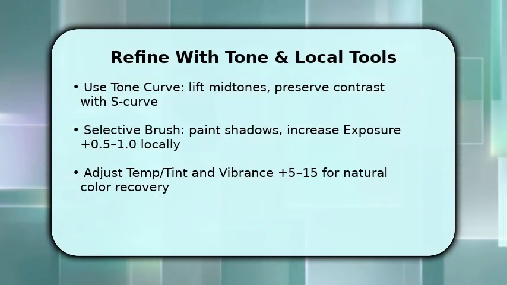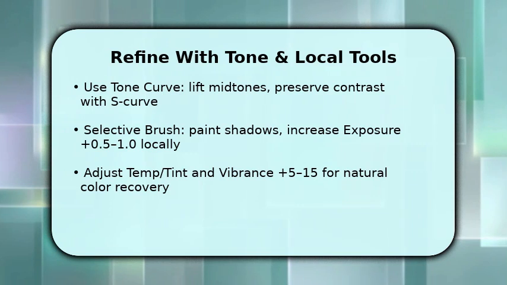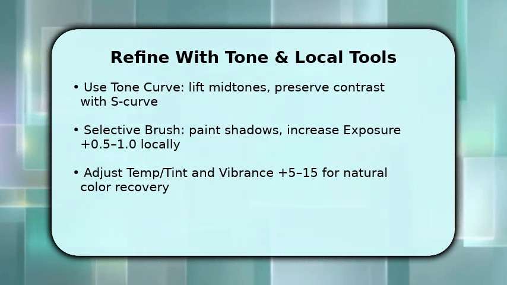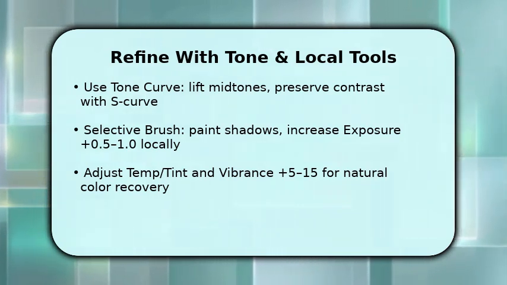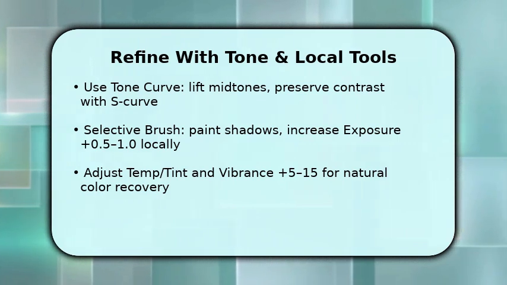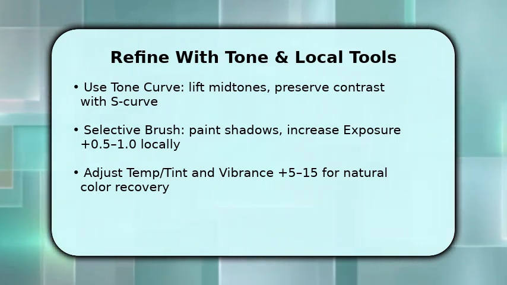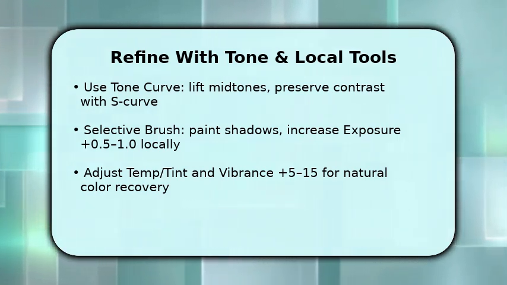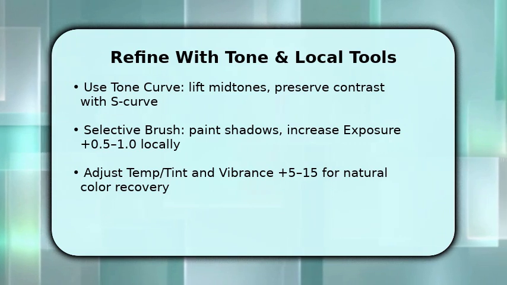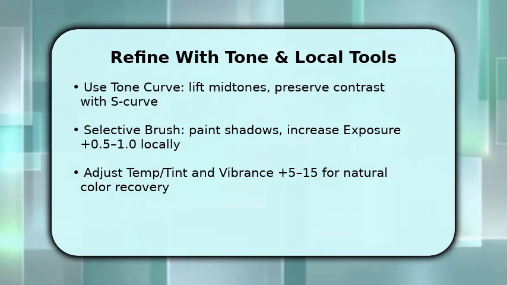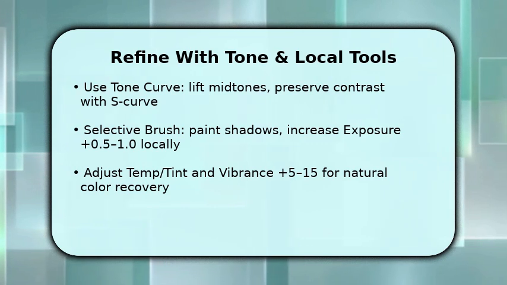Now refine tone and color. Open tone curve and gently lift midtones while adding a subtle S-curve to preserve punch. This shapes brightness without flattening contrast. Then use the selective brush to target shadow areas, paint, increase exposure slightly, and recover texture. Make sure to feather edges for natural transitions.